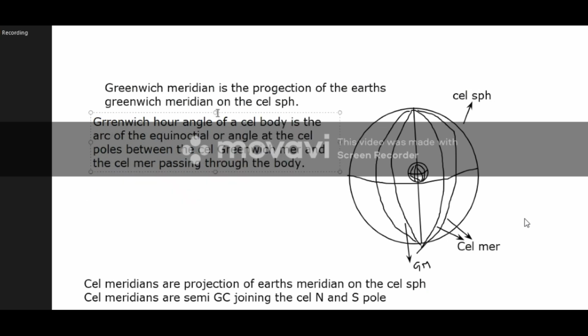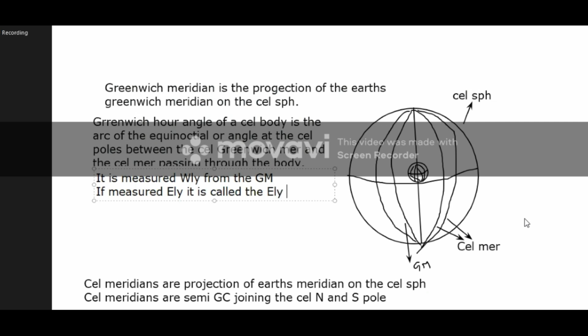Here comes your Greenwich hour angle. So this is the Greenwich meridian. It is measured westerly from the Greenwich meridian. If measured easterly, it is called the easterly hour angle, that is EHA. Very rarely used, normally it is always GHA.